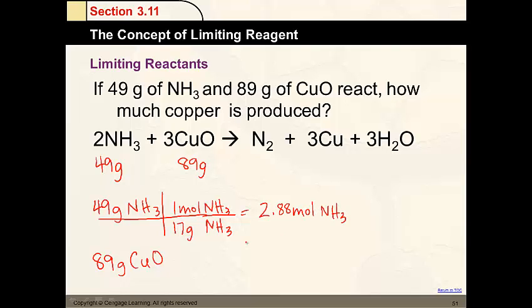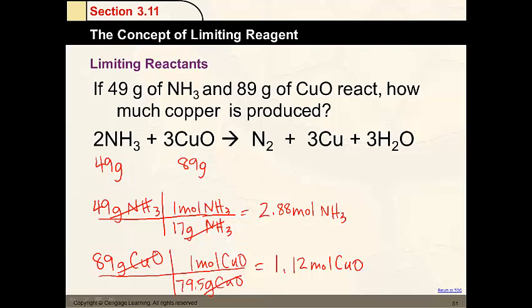moles of ammonia. And then here we want to convert from grams to moles for copper 2 oxide, and the molar mass of copper is 63.5 plus oxygen, which is 16, so it's 79.5. Grams cancel here just like grams cancel there, and then 89 divided by 79.5 is 1.12 moles.